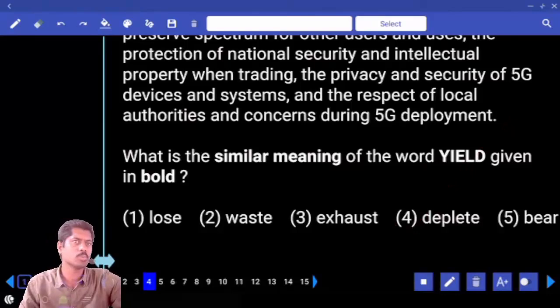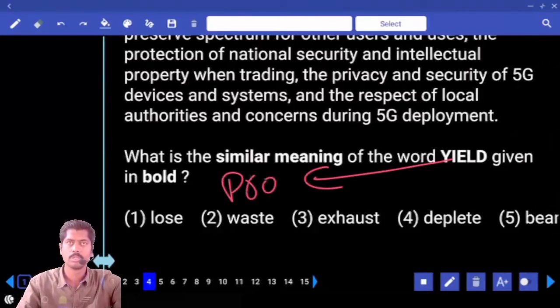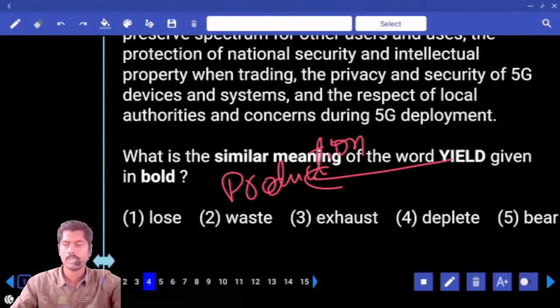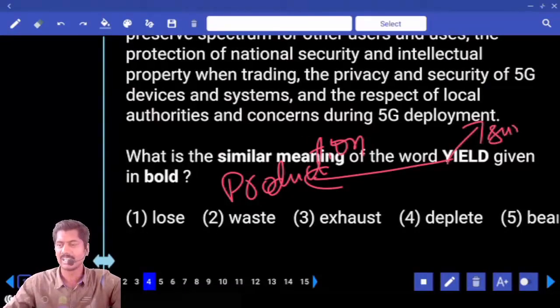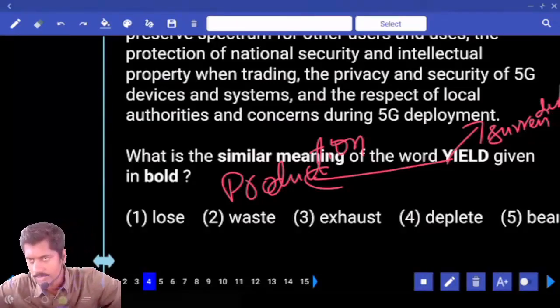Yield. Yield has two meanings. What are they? One, crop yield, crop production. Second meaning, surrender. One is production, second one is surrendering. So yield. Context, let me look.